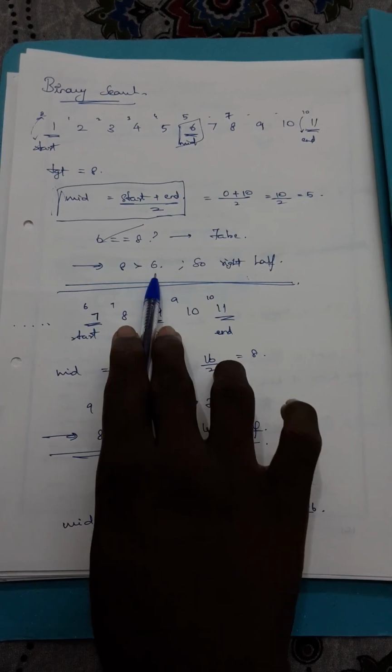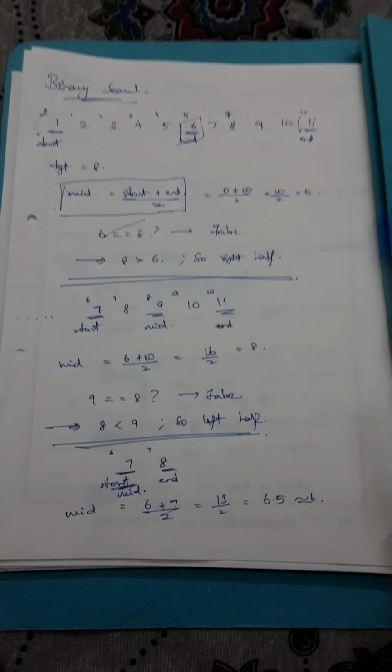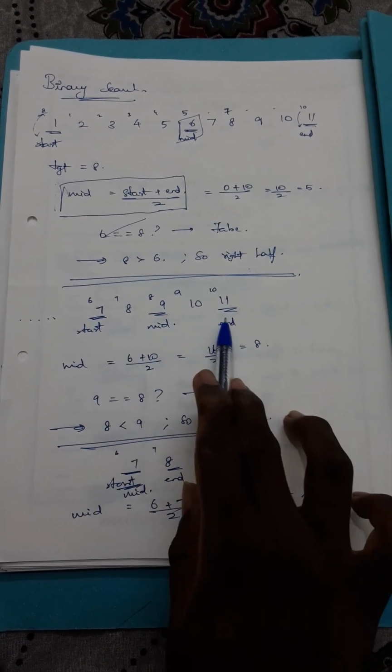Since 8 is greater than 6, we are just going to focus on this part of the list right now. So I'm writing that here: 7, 8, 9, 10, and 11.